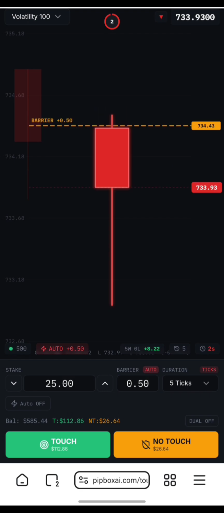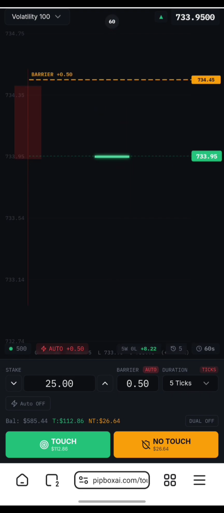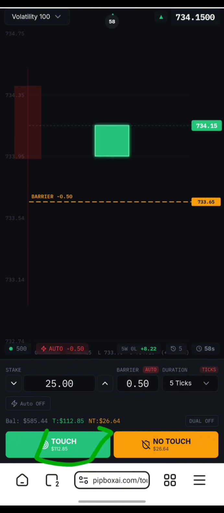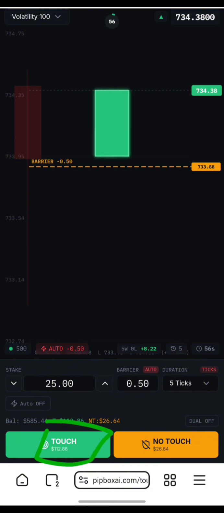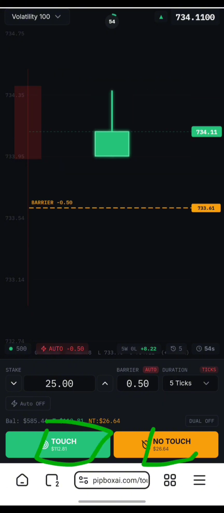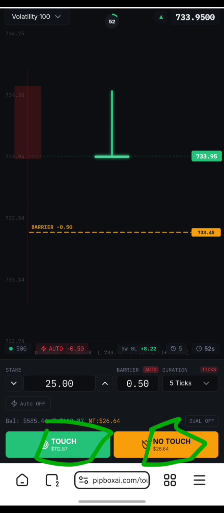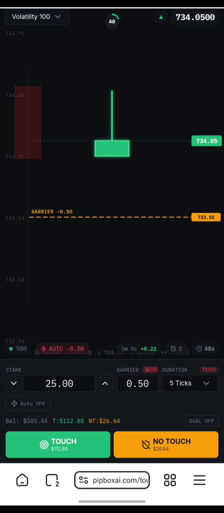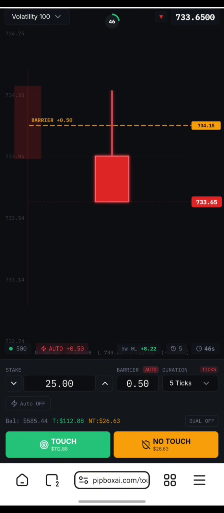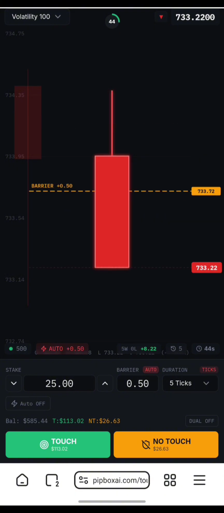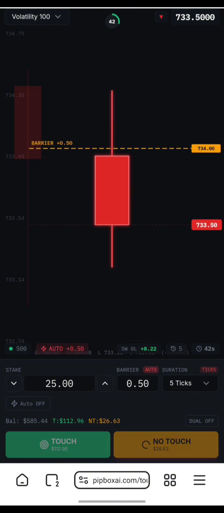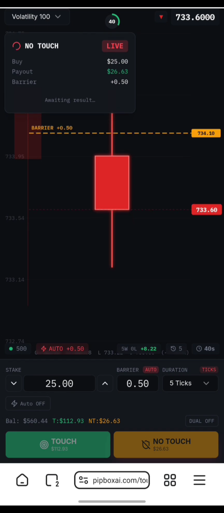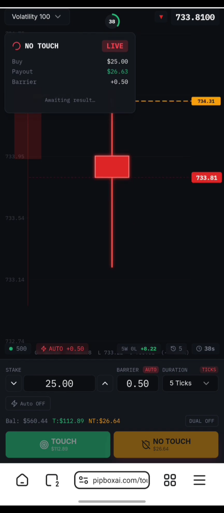Okay, guys, and you can see that a no touch trade has a very high profit compared to a touch trade. With a touch trade, you only get 3.64 as profit. And that tells you something about touch trades. Touch trades are rare to get, and if you get them, they come once. Let me take another trade there and see if you're going to get some profit.